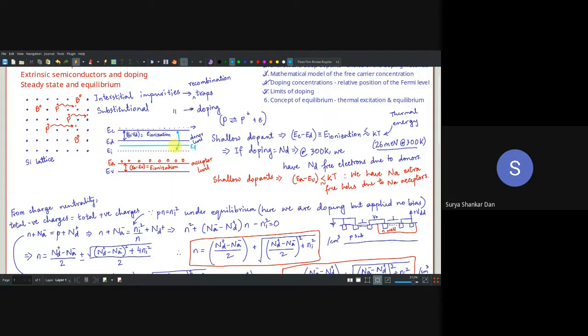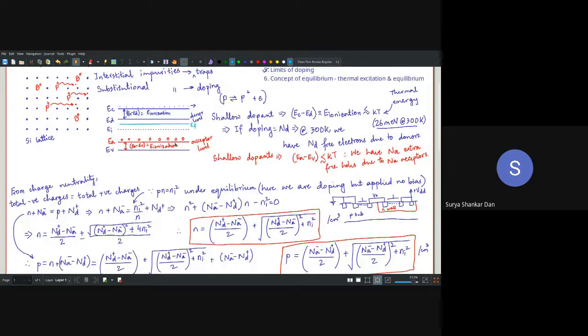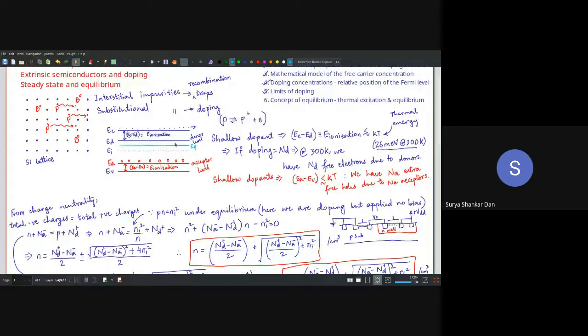This is half of the band gap. So this EF will essentially start moving and come very close to EC. As a consequence, EF will be merging with EC. That is for heavily doped semiconductors. We usually call it polysilicon. We will look into that poly concept later.